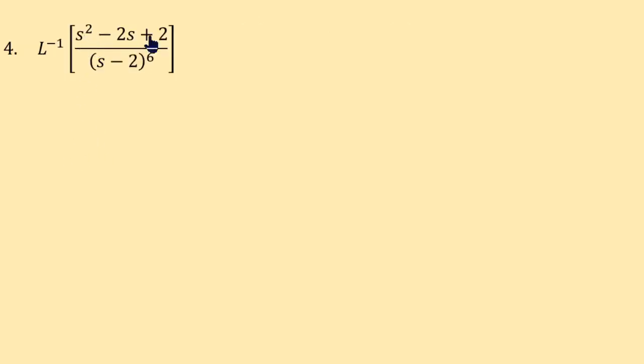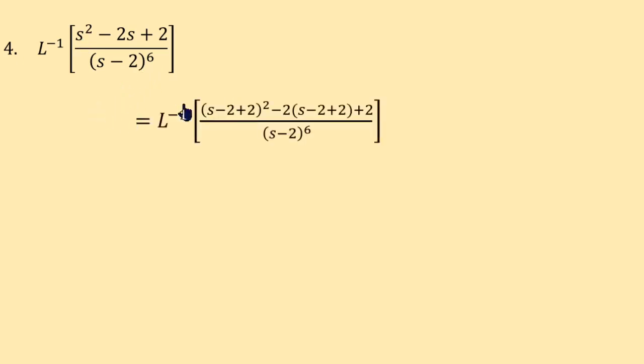s square minus 2s plus 2 by s minus 2 whole power 6. So in the denominator s minus 2 whole power 6. Therefore, in the numerator s is replaced by s minus 2 plus 2. That means s only. But first write it as s minus 2 plus 2. s minus 2 plus 2 is nothing but s. Therefore, s square is s minus 2 plus 2 whole square, minus 2 times s minus 2 plus 2, plus 2. This is the first step. Now this becomes a function of s minus 2.